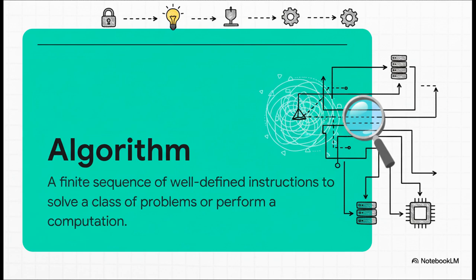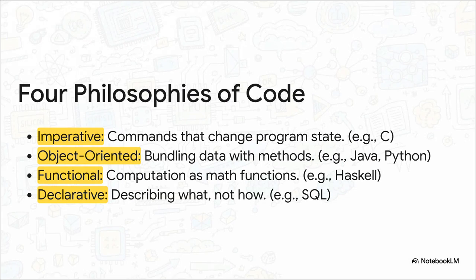actually understand and execute. And the way we express these algorithms comes down to different programming philosophies, what we call paradigms. They're just different ways of thinking. Imperative is like a drill sergeant. Do this, then do that. Object-oriented is like building with digital Legos. You create these little objects that have their own data and behaviors. Functional is all about pure math, trying to avoid changing things. And then there's declarative, which is really cool. You just describe what you want, not how to get it, like asking a database for all users over 30.